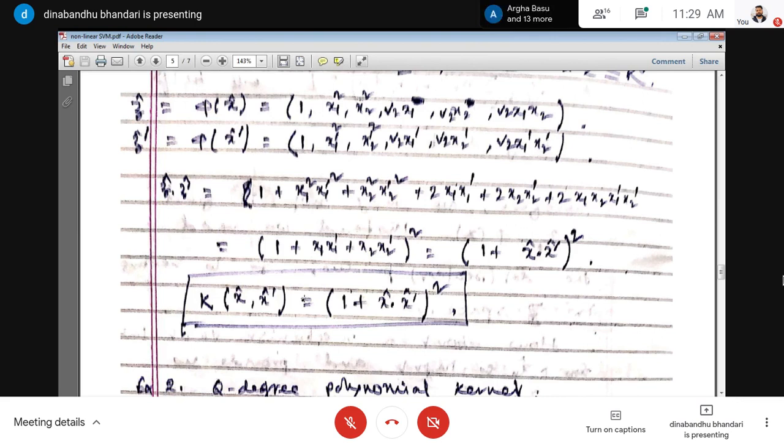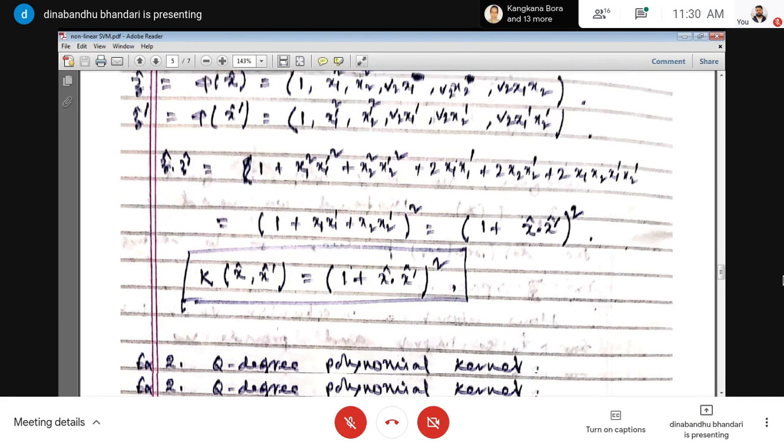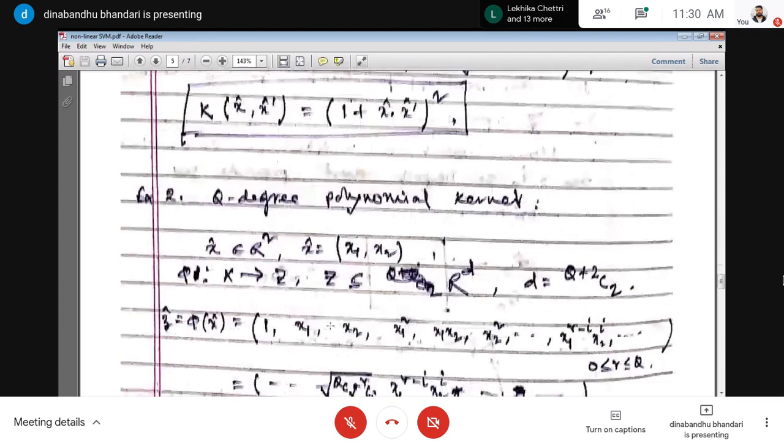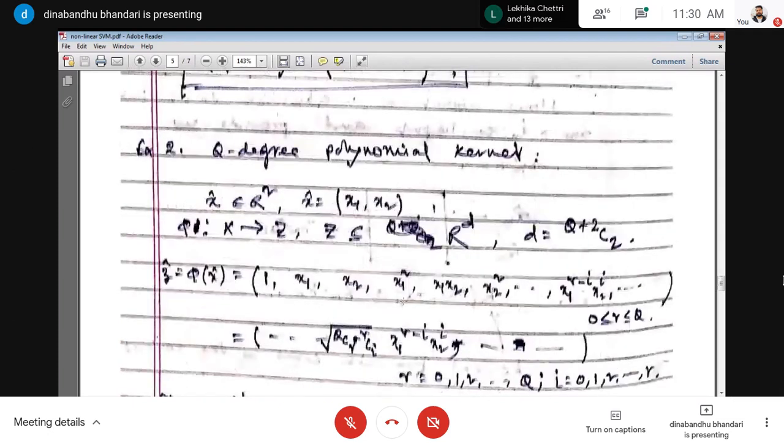Now we are not happy with that. Take the point in 100 dimensions. In 100 dimensions, it will be 100 plus 2 choose 2, that is 101 into 100 by 2. So it will be huge, right? Almost 10,000 terms, right? 10,000 dimension points. So now a q degree polynomial, this is the polynomial kernel, okay? And these are the terms we will have.